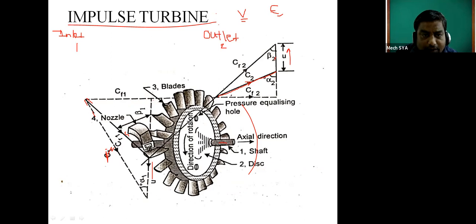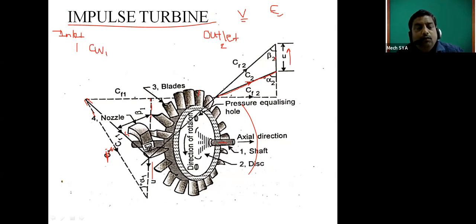Of the two components of this C1, only one component impacts the blade. The other is only responsible for flow. The horizontal component, in the tangential direction of the blade, is responsible for the whirling action. Therefore this is called the CW1 component. It is called CW1.